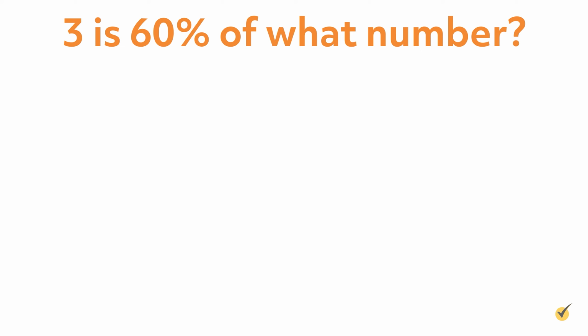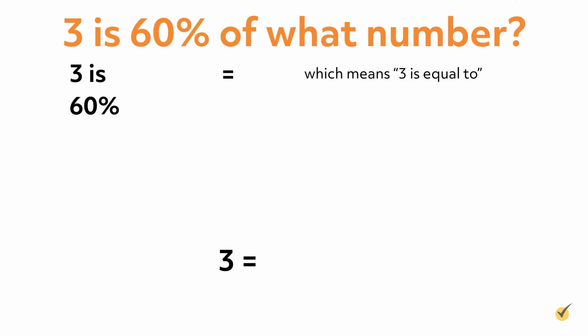To answer this question, we need to understand the information we are given in the problem. Let's look at each part of the word problem and translate it into an algebraic equation. The question starts with 3 is, which means 3 is equal to. Start the equation with 3 and an equal sign. The next part of the question is 60%. Since 60% equals 0.60, write 0.60 in the equation after the equal sign.